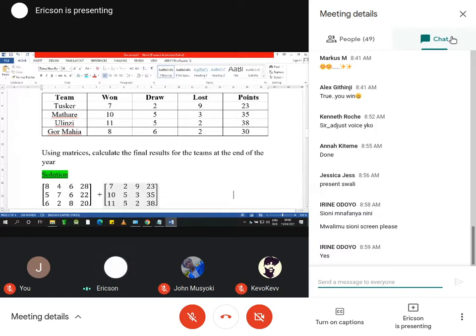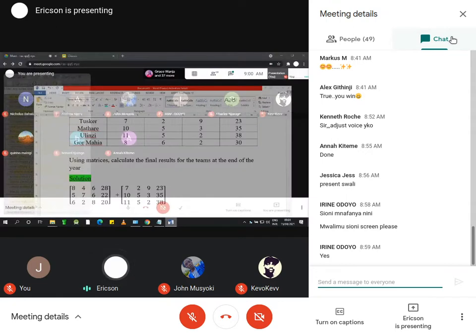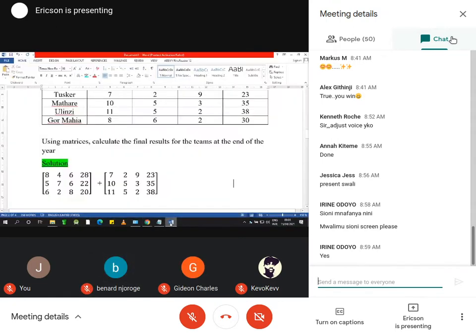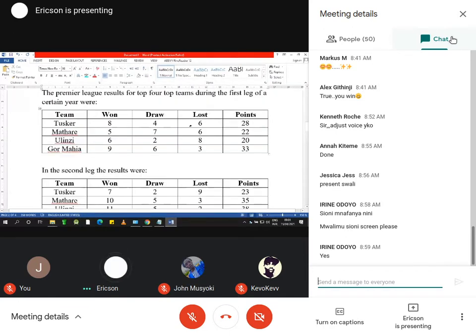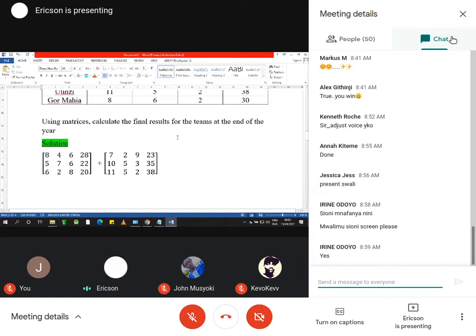And then we add another row with these values for the fourth team. So here you should have four rows and four columns. That's how we do it. This is for the second leg, and for the first leg, we just do the same. Take these values here and put them in a matrix form.